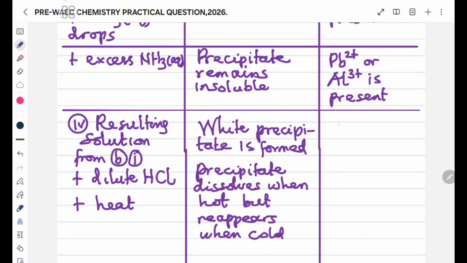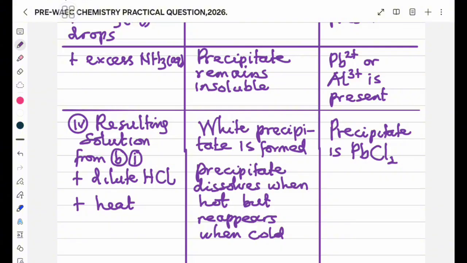So what are you going to write as inference? You have to write inference based on the precipitate that is formed, which dissolves when the mixture is hot and reappears when the mixture is cold. You identify that precipitate. What precipitate is that? The precipitate is lead 2 chloride, PbCl2. That's the precipitate that behaves that way. When PbCl2 is heated, it dissolves. When it is cold, it reappears.